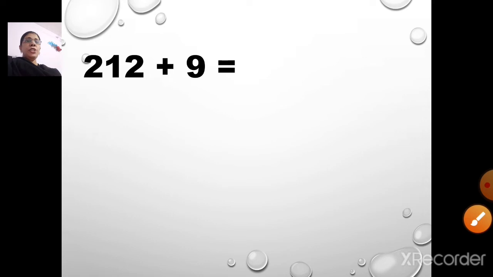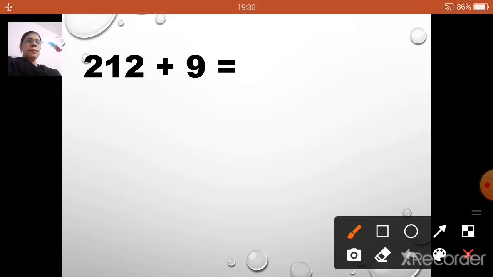Next, 212 plus 9. Now here, children, it is a single digit number. Now tell me how you are going to solve it. This is units with units. 9 is a unit number. So 2 plus 9 will be: after 9 add 2 more fingers, 10 and 11. So what I am going to write is 1 here. Then 1 I will carry over to the tens place.